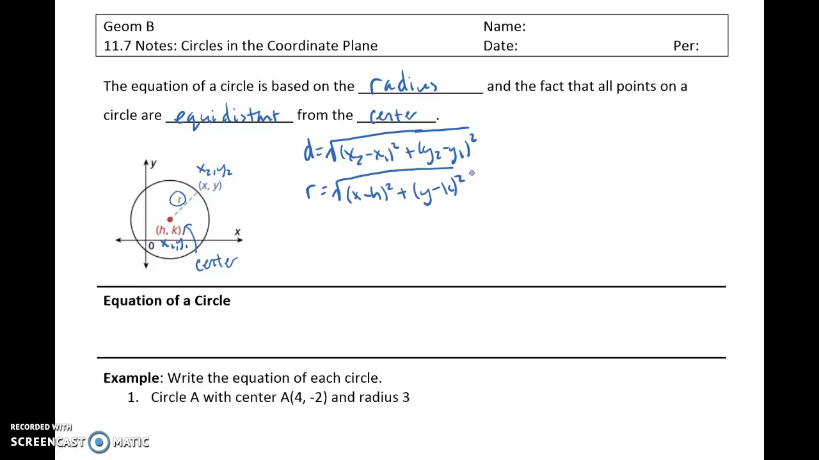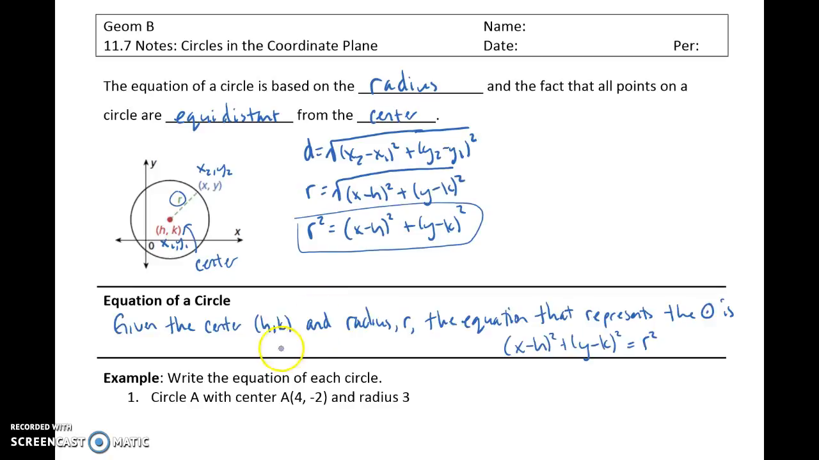To make things a little bit easier, we're going to square both sides and say that r squared equals x minus h squared plus y minus k squared. That way, we clean it up a little bit, right? There's no square root, but really they're the same thing as the distance formula up there. But this bottom piece is what we know as our equation of a circle.